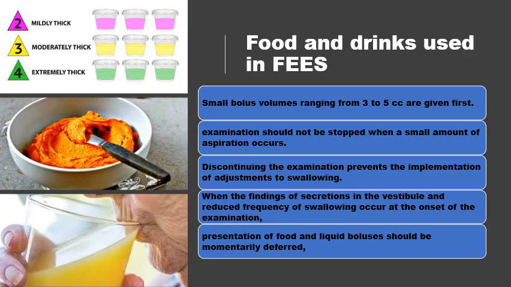The procedure is started with small boluses of about 3 to 5 milliliters of thin fluid. If this is tolerated well, the volume and the rate of introduction can be increased. If there are any problems, thickeners can be added so that you can change a thin fluid to a thick fluid, or a thick fluid to semi-soft, to see if this can be handled better by the patient.